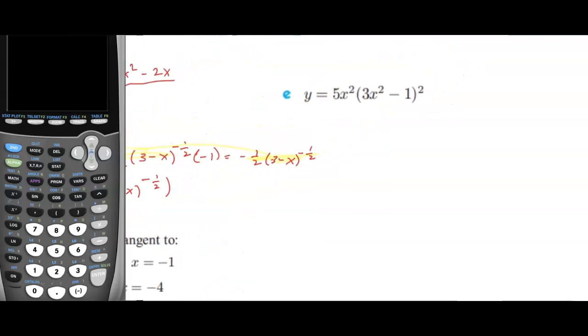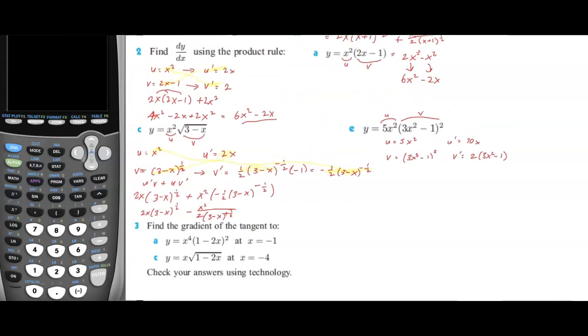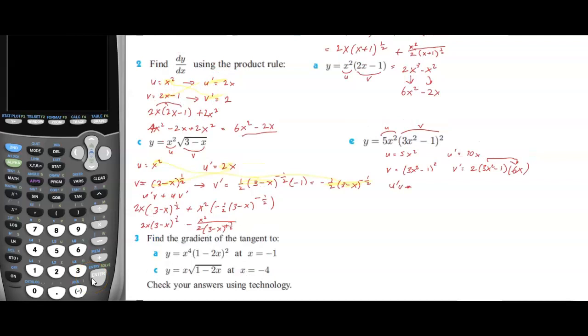E. If this is u and this is v, then u dash is equal to 10x. V is equal to 3x squared minus 1 squared. V dash would be equal to 2 times 3x squared minus 1. And I need to do chain rule here. Would be 6x. I'm going to write the product rule. Then I'm going to substitute in.